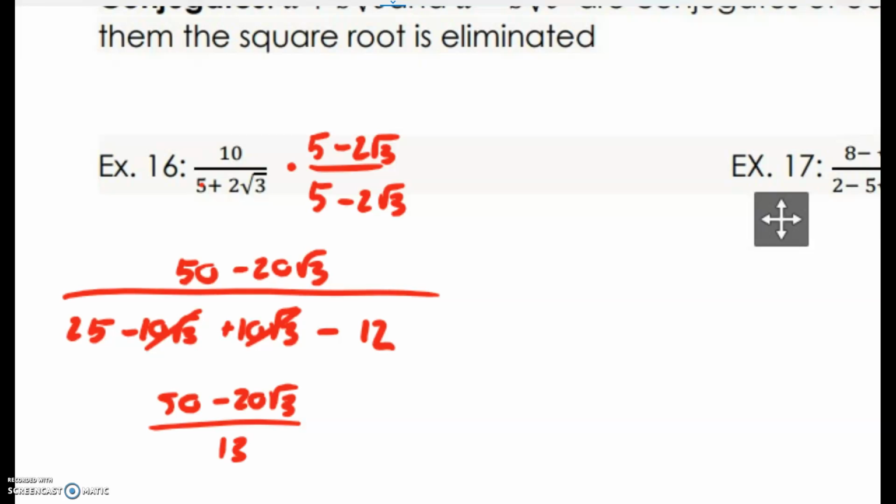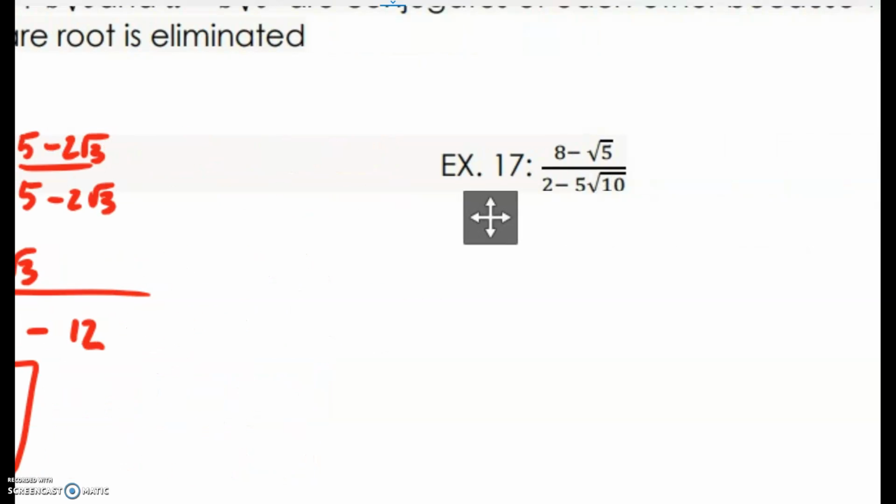Okay? Now when I look at those coefficients, or those integers that are not underneath the radical, I got 50, negative 20, and 13. Those do not reduce at all. If they were all, like say if the denominator was a 10 instead of a 13, I would reduce all those by 10. But in this problem, nothing reduces, and I'm going to have to leave it like that.